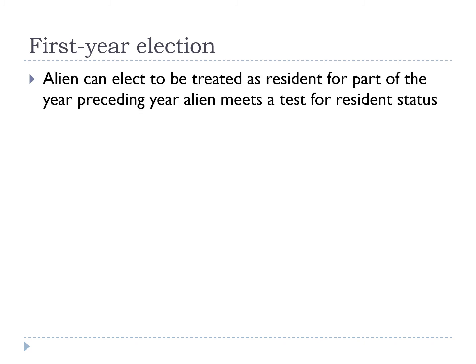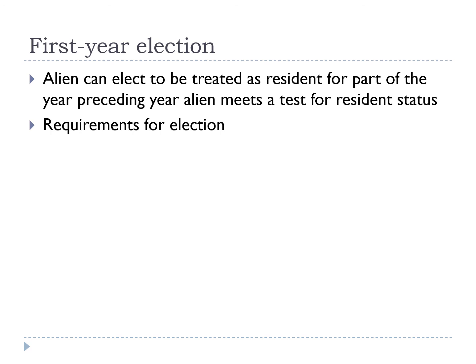When a foreign person becomes a resident in a year, it is sometimes advantageous to claim resident status for at least part of the previous year. A special election allows a foreign person to do so. This is known as the first-year election. A person can elect resident status for part of a year that immediately precedes the year in which the person meets either the green card test or substantial presence test.